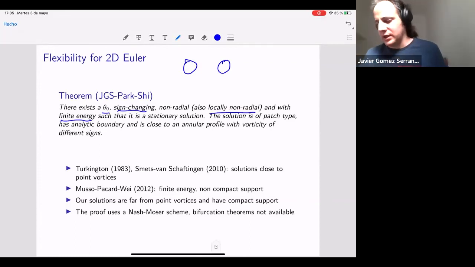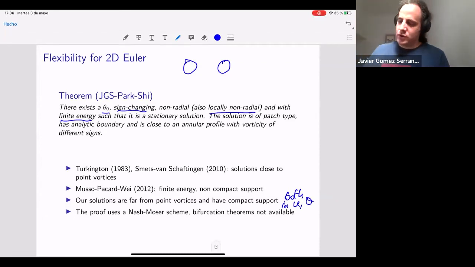One thing you may wonder is, can you do this by perturbing point vortices and then desingularizing the point vortices? And the answer is certainly not in an easy way if we are looking for finite energy solutions, and I will explain on the next slide why that's a problem. There is a paper by Musso, Pacard, and Wei, where they constructed finite energy solutions that don't have compact support, and our solutions are far from point vortices, and they do have compact support both in velocity and in vorticity.